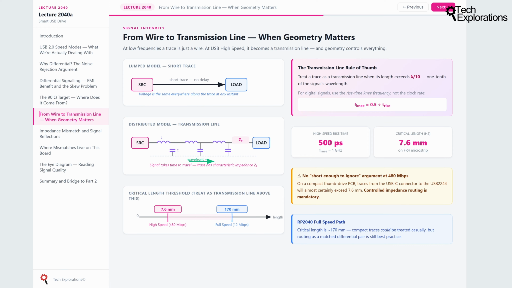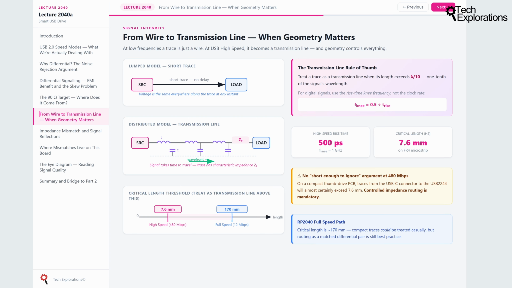Propagation velocity on FR4 microstrip is approximately 150 picoseconds per inch. At 1/10 of the signal wavelength, the critical trace length works out to approximately 7.6 millimeters. This is a very short distance. On a compact thumb drive PCB, the traces from the USB-C connector to the USB 2244 will almost certainly exceed 7.6 millimeters. Controlled impedance routing is therefore mandatory on this board. It's not good enough to just say it's short enough to ignore when you're working at 480 megabits per second.